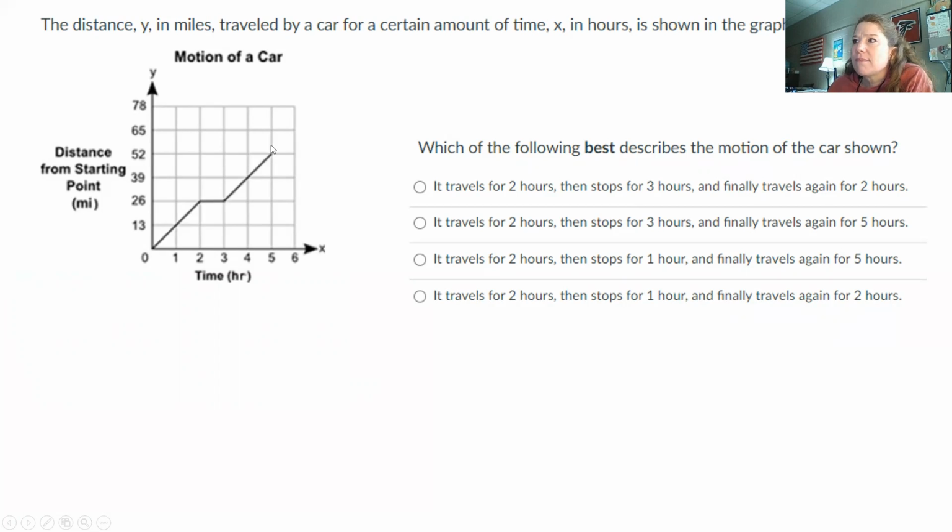You see that? So let's basically read these and see which one says what we just said. It travels for 3 hours, it travels for 2 hours, then stops for 3 hours. It doesn't stop for 3 hours. It only stops for 1 hour. So I can automatically say, well, I know A and B are not the right answer. It doesn't stop for 3 hours. It stops for 1 hour. So both of these agree. And then finally travels again for 5 hours. So from 3 to 5, is that 5 hours? We don't know what happens after hour 5. So from 3 to 5, that's 2 hours, right? So D is the best answer.